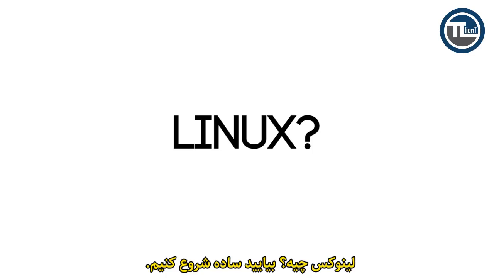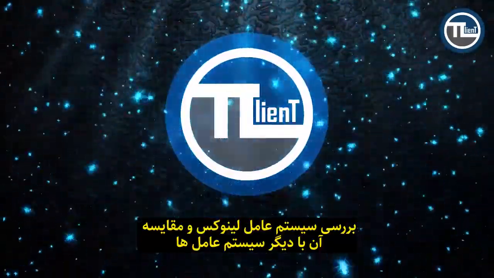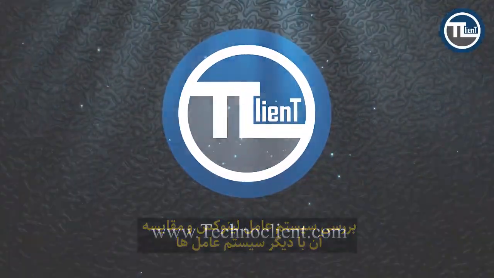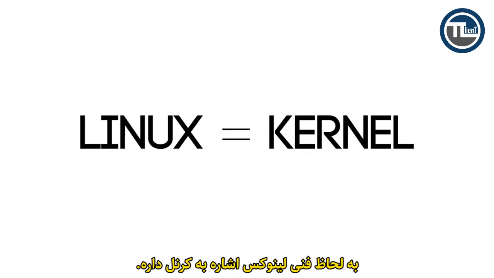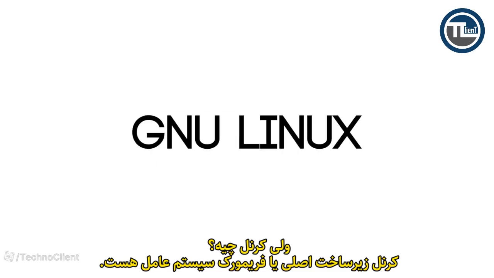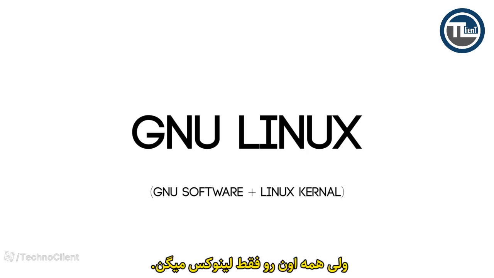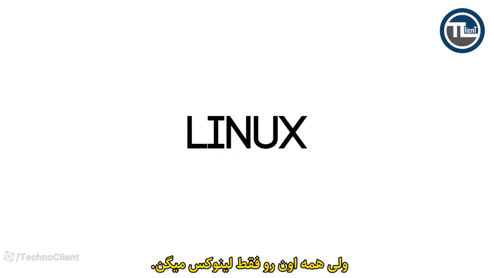So what is Linux? Okay, let's start simple. Technically, Linux refers to the kernel. You can think of a kernel as the base structure or framework that an operating system is built around, while GNU Linux refers to the whole package, GNU software plus the Linux kernel. But just know, everyone simply calls it Linux.